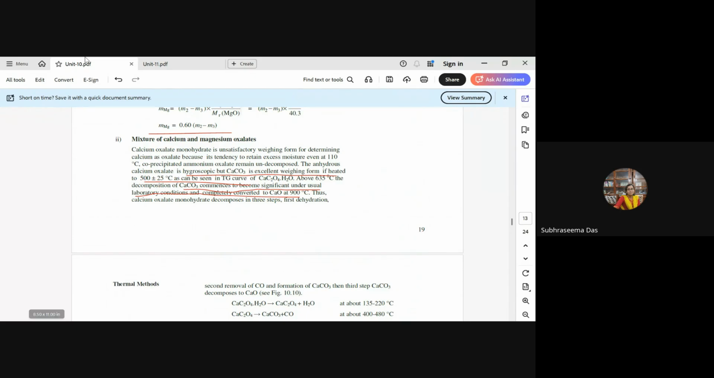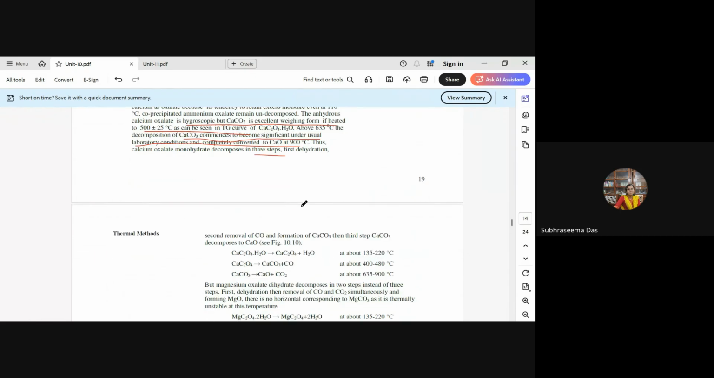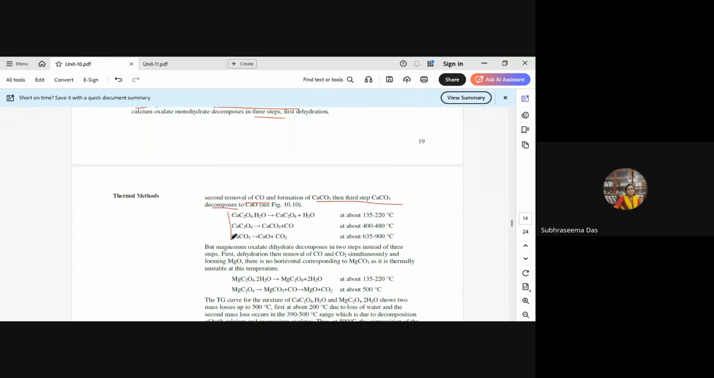Thus, calcium oxalate monohydrate decomposes in three steps. First, dehydration; second, removal of CO and formation of CaCO3; and third, the decomposition of CaCO3. So here the three steps are given. Calcium oxalate first loses water at about 135 to 200 degrees centigrade. Then the dry calcium oxalate that is formed decomposes to form calcium carbonate plus CO at about 400 to 480 degrees centigrade. Then beyond 635 degrees centigrade, the calcium carbonate decomposes to form calcium oxide plus carbon dioxide.